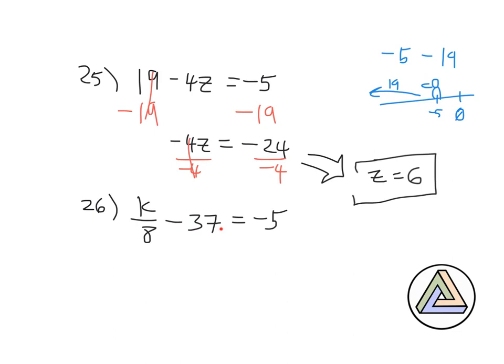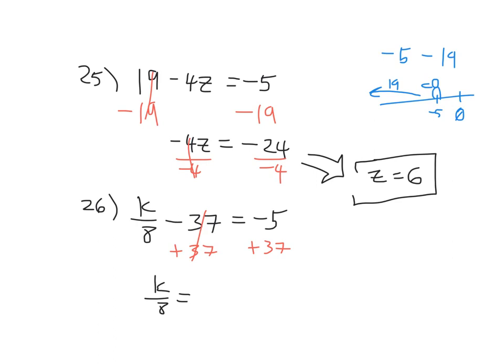So we have a term minus 37 equals negative 5. So we want to get this term by itself because it has k in it. So clearly the negative 37 is in the way. The way that we're going to get rid of that is we're going to add 37 to both sides. Plus 37, plus 37. That would cancel it. And then we end up with k over 8 equals negative 5 plus 37.